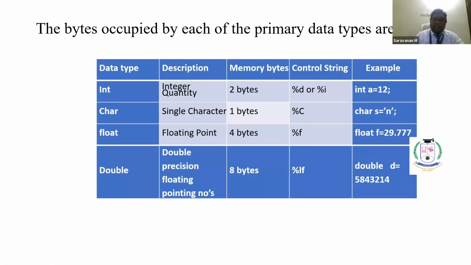So integer carries 2 bytes. Character is used for storing characters, or strings. You can generate strings using arrays. Then float is for any decimal values, and double is for a large number, right? These are the expressions that are being given here.